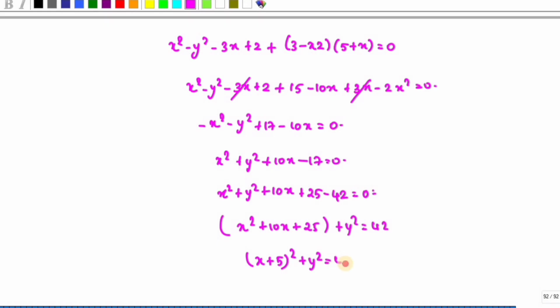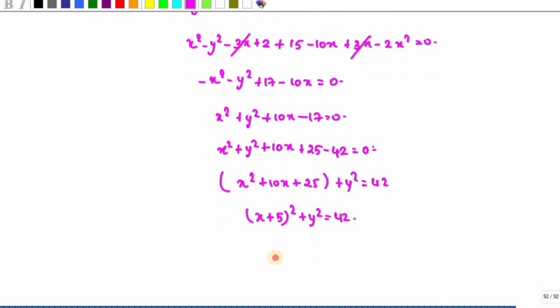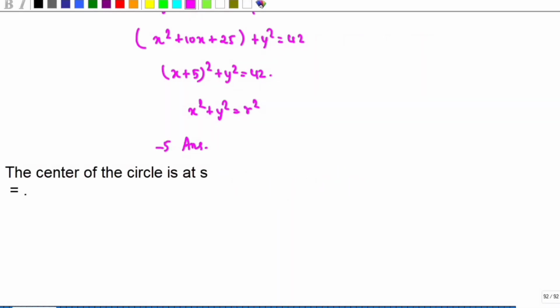So now x square plus y square is equal to r square, which is the equation for the circle, right? So this is nothing but the center, which becomes minus 5, because it should be in terms of x minus the term. So x of minus 5.